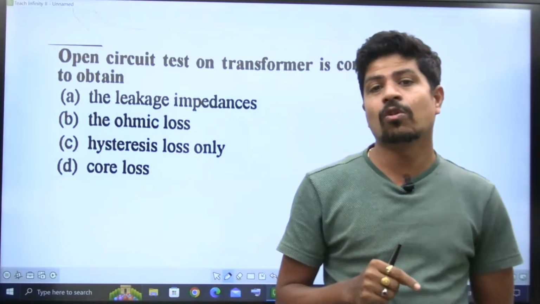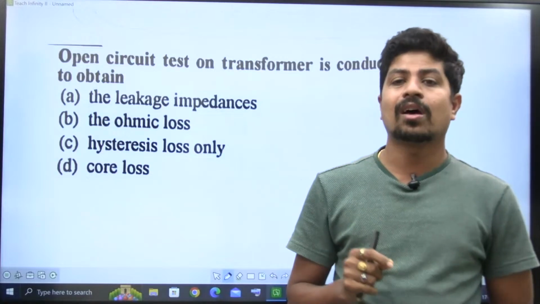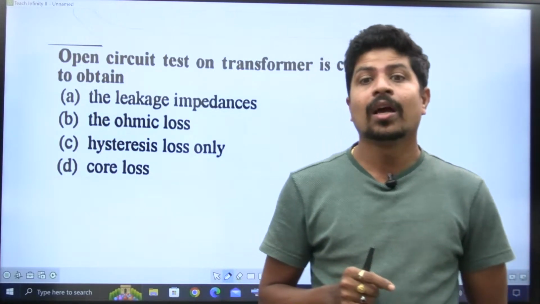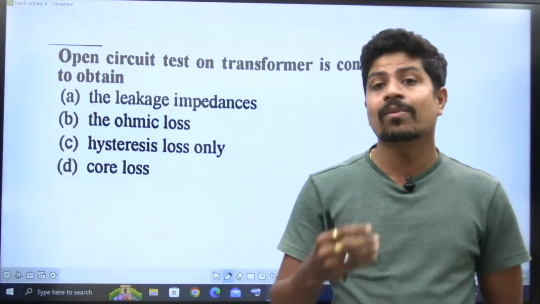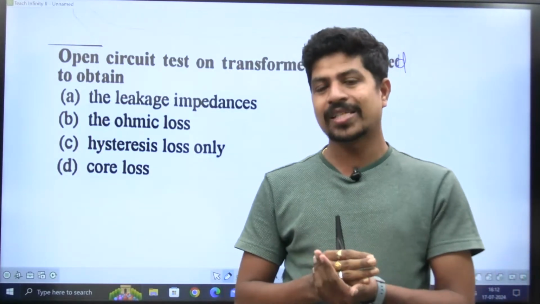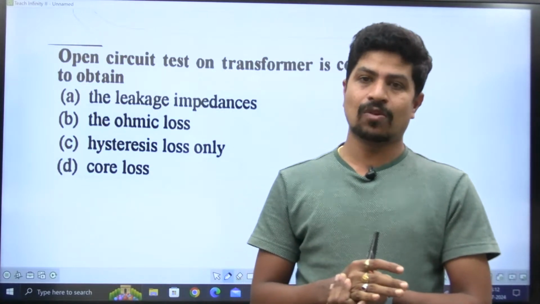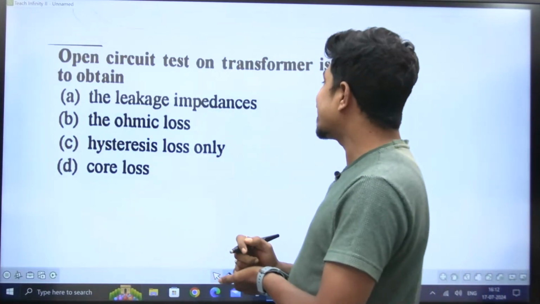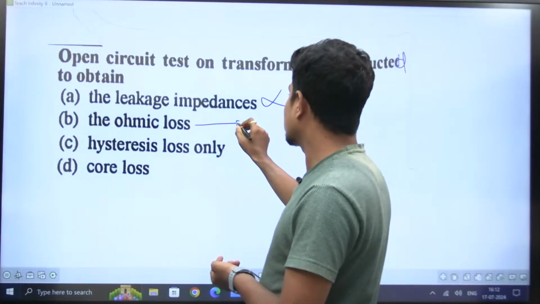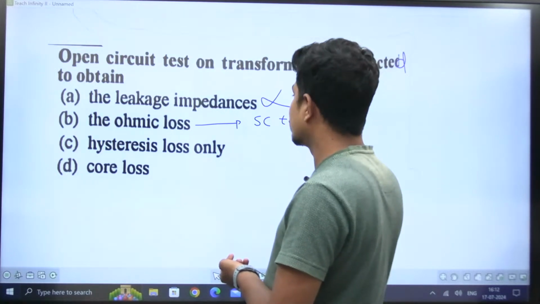The purpose of open circuit test is to obtain core losses or constant losses. The purpose of short circuit test is to obtain copper losses or variable losses or I square R losses. The main purpose of the open circuit test and short circuit test is to develop the electrical equivalent circuit of the transformer. The leakage impedances, no. The ohmic loss, no. Ohmic loss is given by the short circuit test, SC test, not OC test.